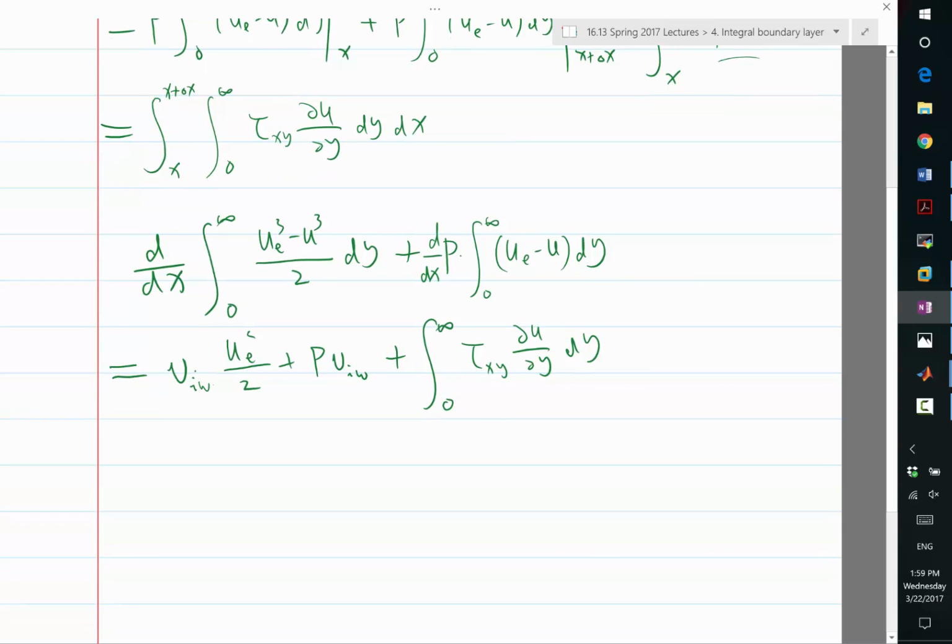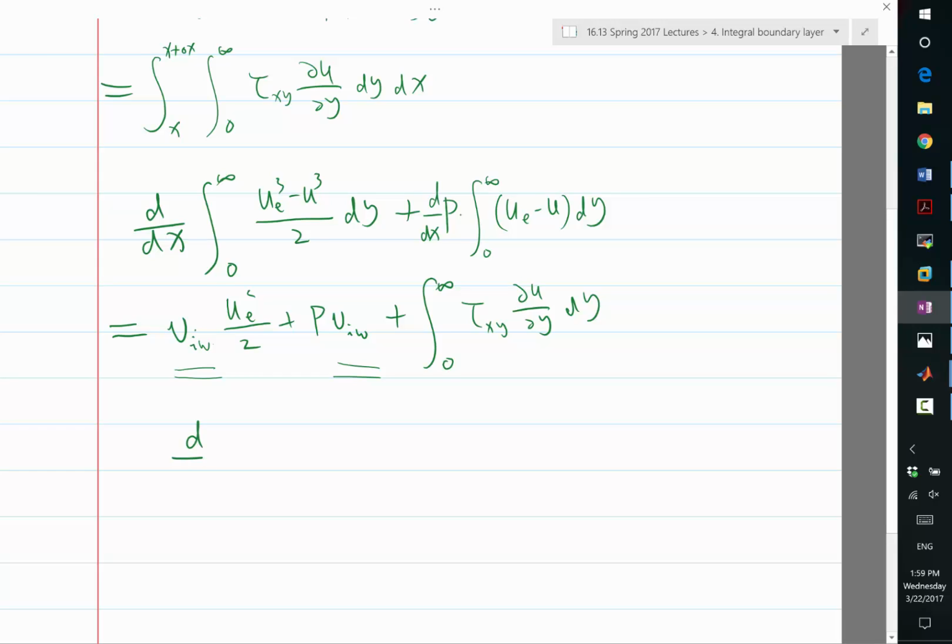So now this equation still has a few terms that involve the velocity at the wall, right? So what do we use to get rid of that? Conservation of mass and also possibly momentum, right? Both actually involve this velocity here. So the conservation of mass tells us the d/dx of the integration of ue minus u dy is equal to what?